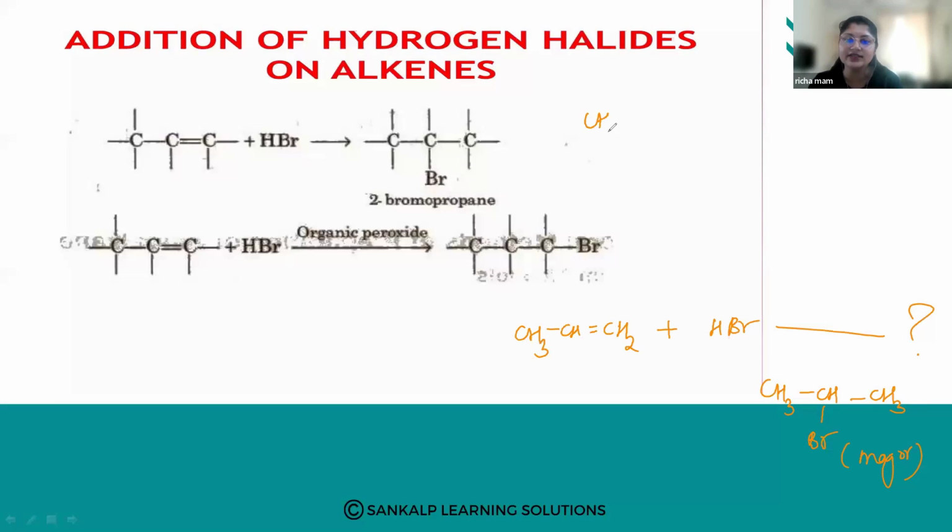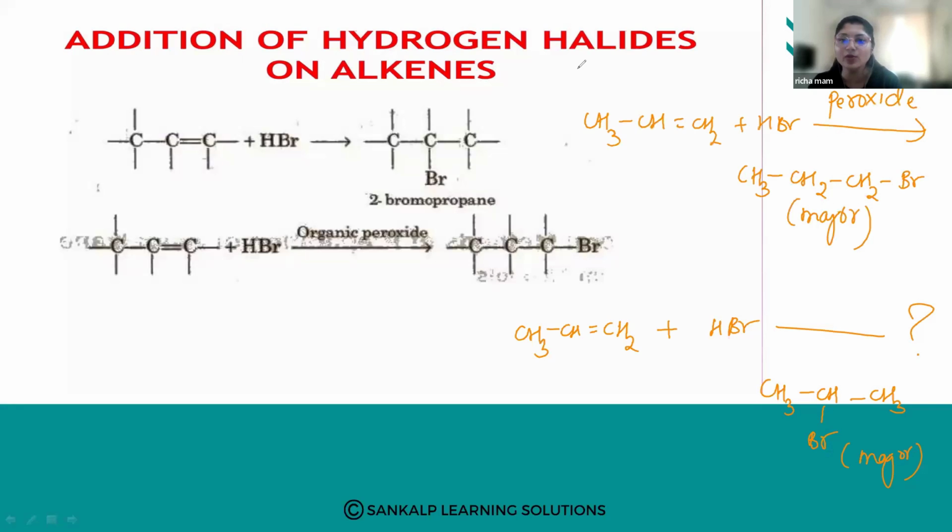Suppose they give in the exam CH double bond CH2 plus HBr in the presence of peroxide. On the arrow, peroxide is written. So what rule will we apply? It will be the anti-Markovnikov rule. The product will be the reverse, right? This will be the major product. So depending upon what is asked, you have to write the products. Is it clear? Study the Markovnikov rule clearly, then you can write the anti-Markovnikov rule because it is the reverse of that.